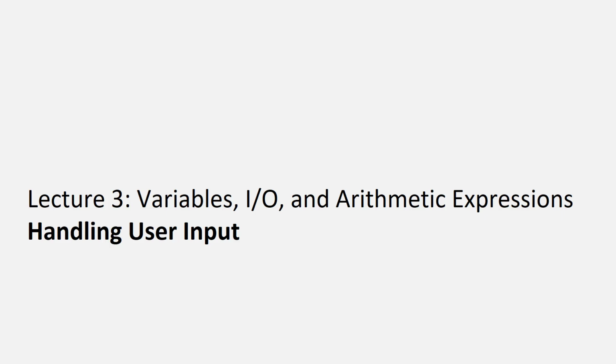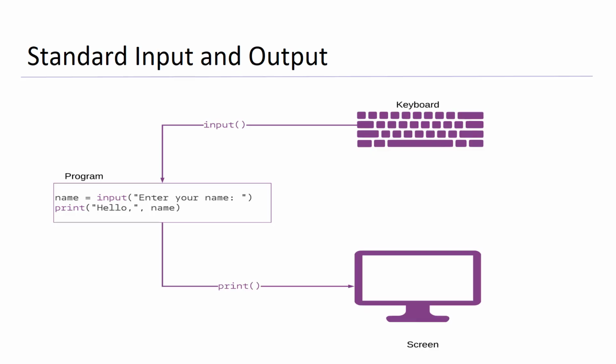Computer programs need to interact with users either by getting data from the user or displaying some kind of results. We have already seen how to display output to the user using the print function. In this video, you will learn how to obtain input from the user using Python's input function.